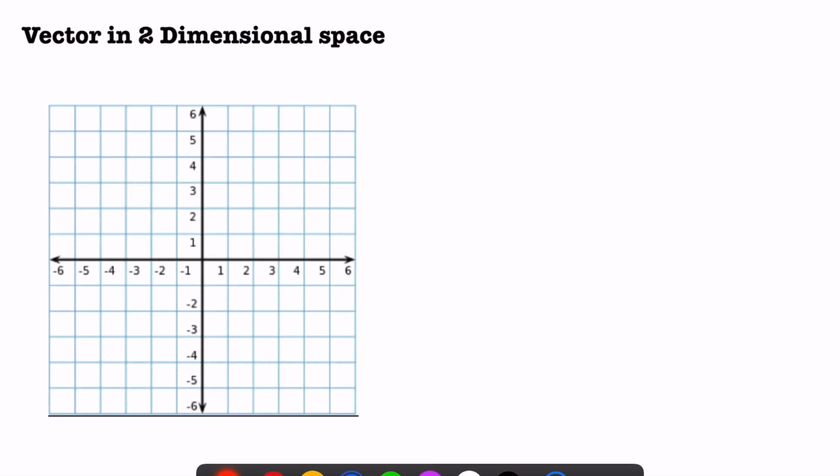Now vectors in a two-dimensional space. You have already seen vectors in two-dimensional space, but we'll see a few more properties of vectors. Consider one vector, the vector is 3, 4, right? The vector will be 3 steps in the positive x direction and 4 steps in the positive y direction. So the vector will be this one.